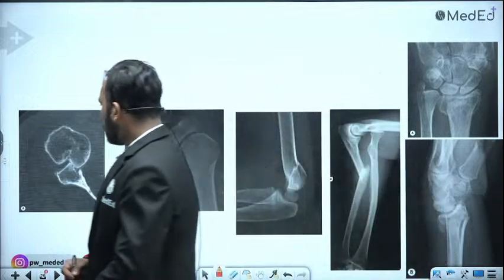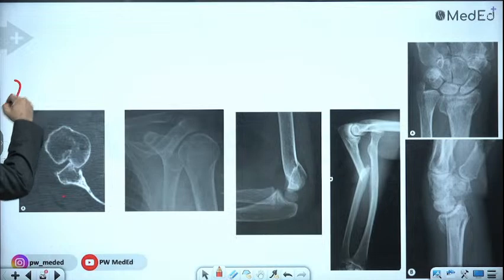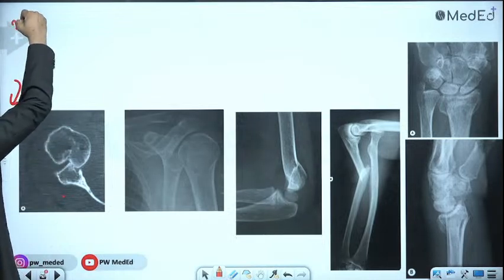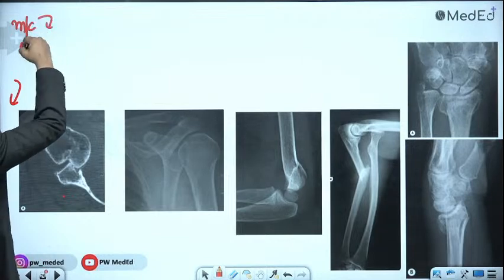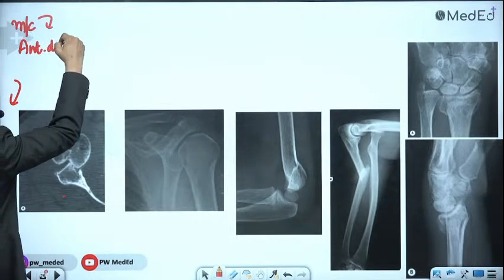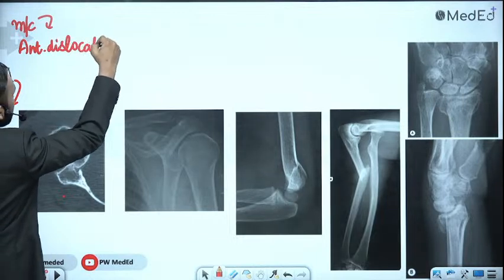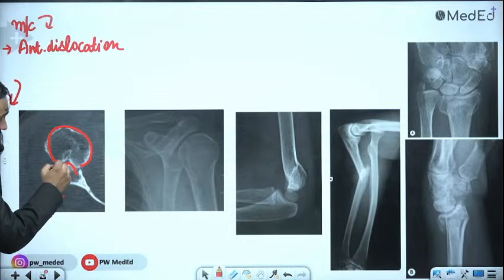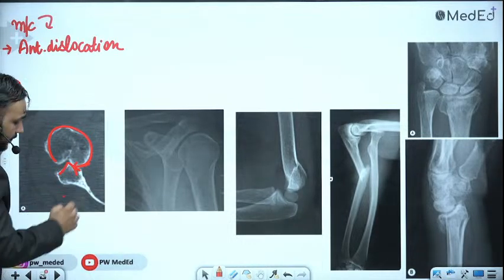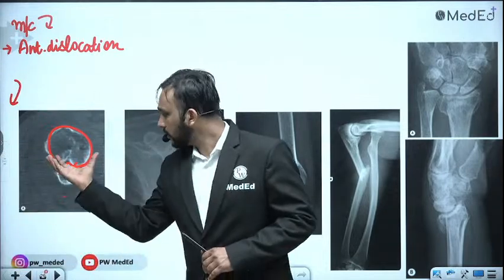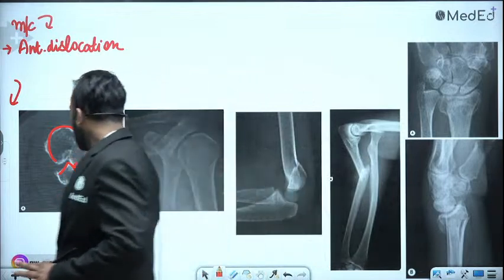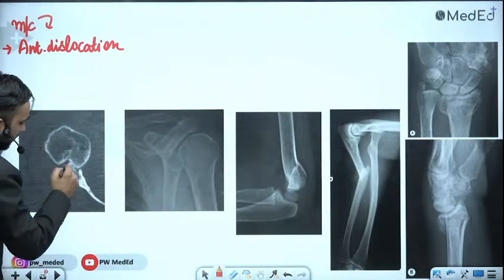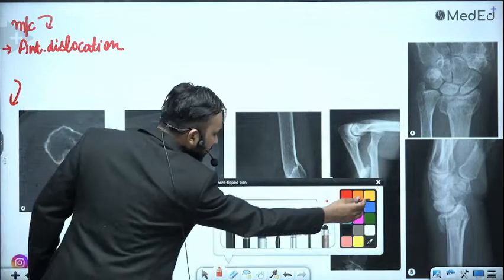So look at the first case. Now tell me, what is the most common dislocation? Most common dislocation in the shoulder joint. The most common dislocation is anterior dislocation, right? That is the most common dislocation. And what happens when the head of the femur is dislocated anteriorly? It starts resting onto the anterior labrum. It dislocates forward. When the head of femur goes forward, it gets stuck in the anterior labrum, okay. When it gets stuck in the anterior labrum, what happens?